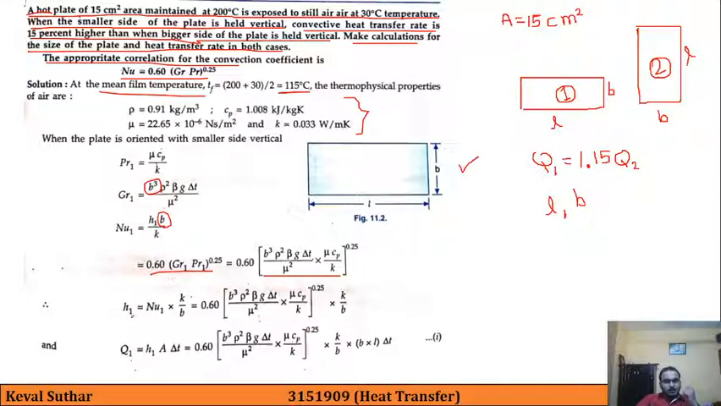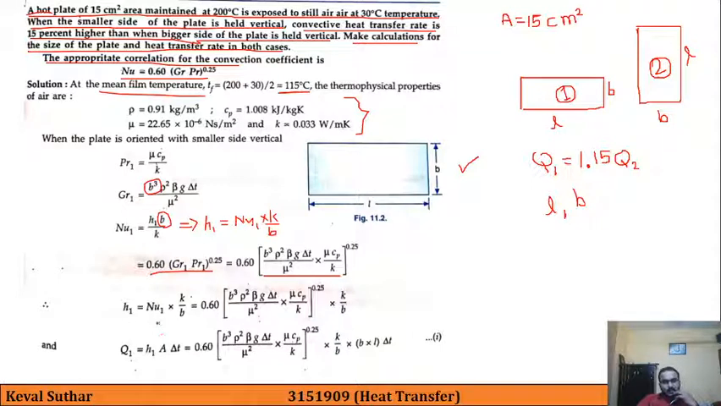Now here h1 is made the subject in this equation, so if we make h1 the subject here, then it is equal to Nu1 multiplied by k over B.